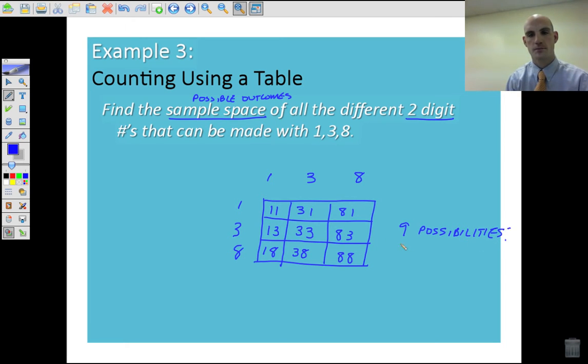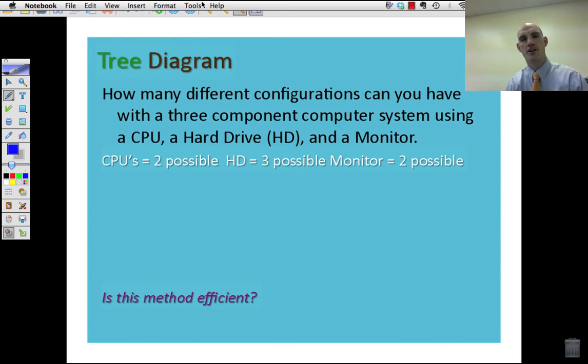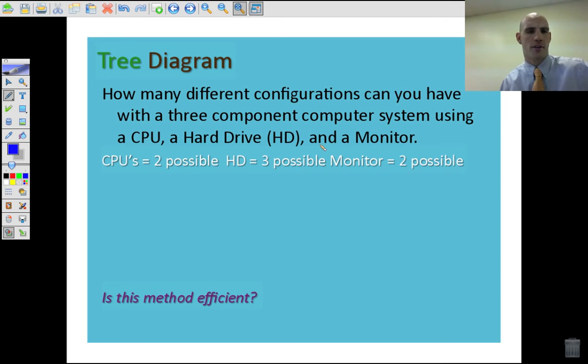And what are they? Here they are. 11, 31, 81, 13, 33, 83, 18, 38, 88. This is my sample space. My sample space is the list of all the outcomes. So that's how I do that with a chart. Another way to do this is to use a tree diagram.